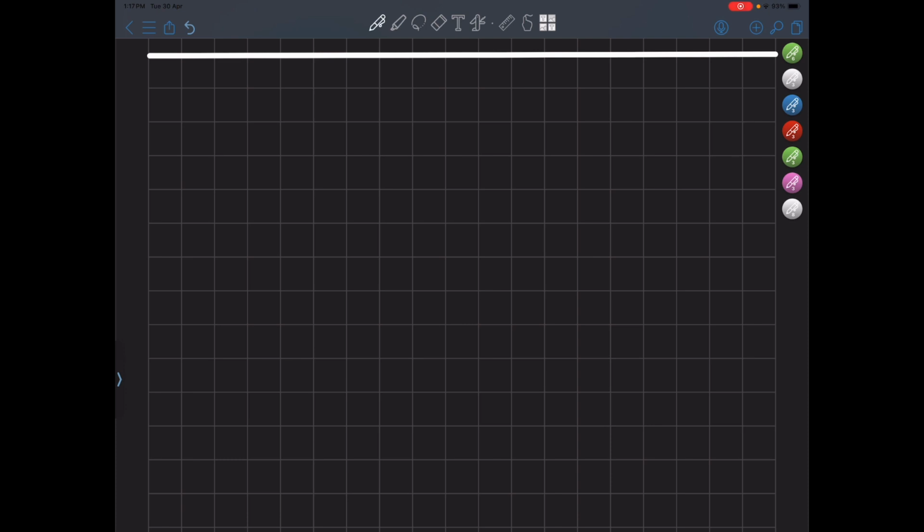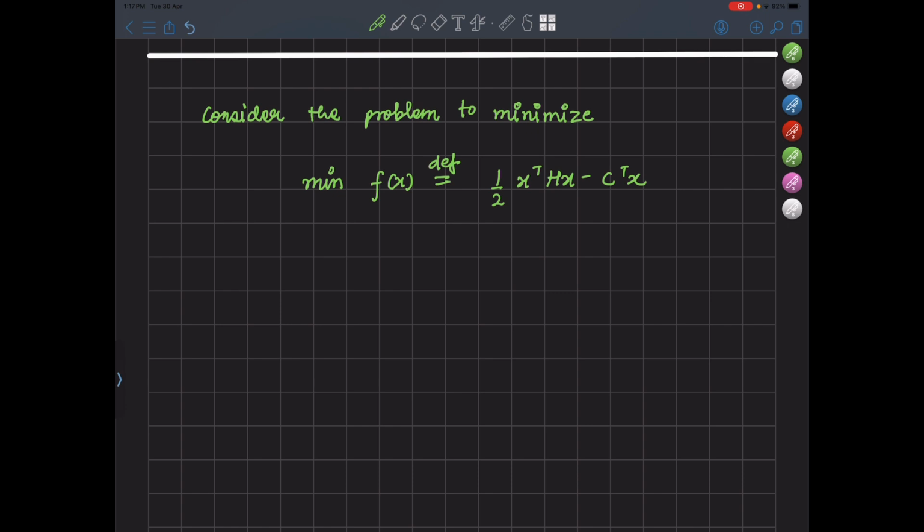Let's write down the learnings from the previous section here. So the problem that we were trying to solve was: consider the problem to minimize f(x), which is defined as some quadratic function, half x transpose Hx minus c transpose x, where H is a symmetric positive definite matrix. Alright.